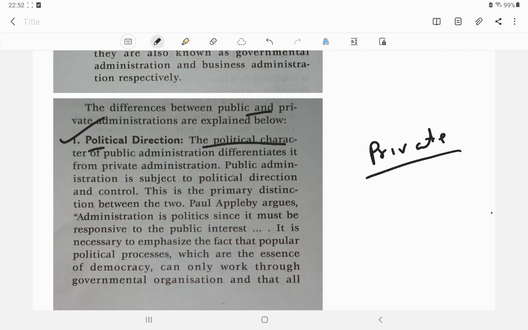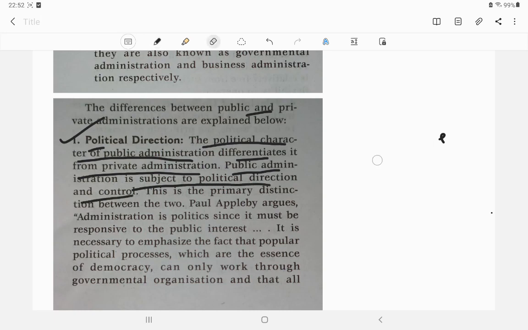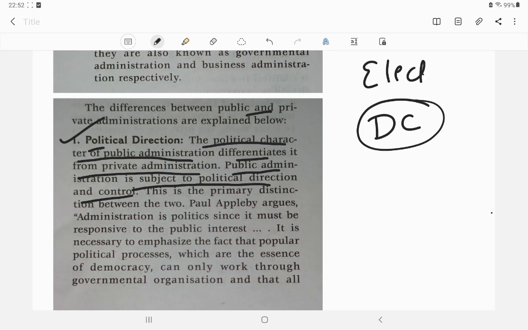The political character of public administration differentiates it from private administration. Public administration is subject to political direction and control. Political direction and control. I'll tell you an example. For example, you are the deputy commissioner, or the election is going to be held. So the government, that is the one run by the chief minister and council of ministers, tells the deputy commissioner to invoke the model code of conduct.